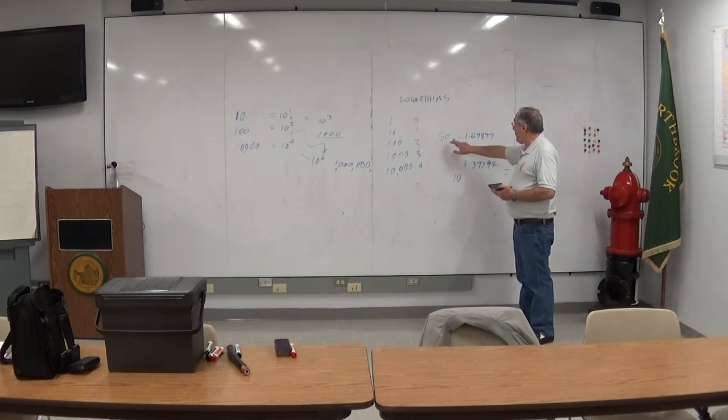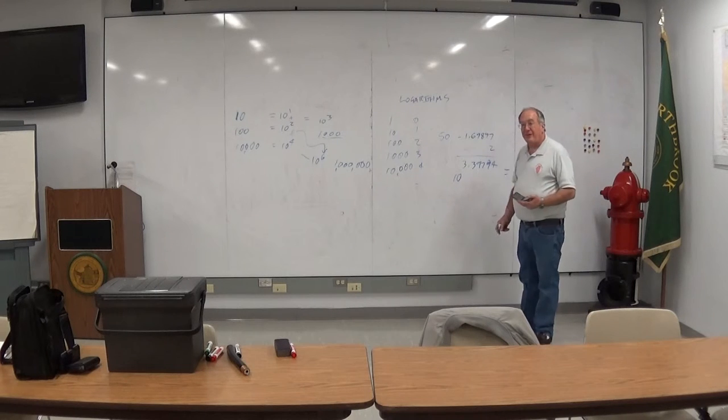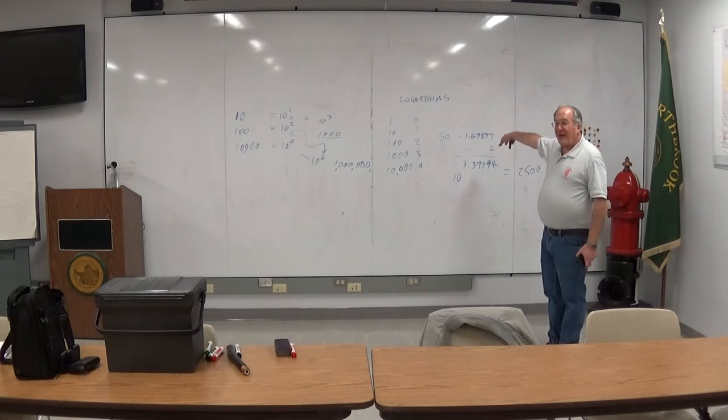Well, guess what? 50 squared. Oops, excuse me, I gotta try that again. Hit the wrong button. 50 squared, where's the square button here? There it is. It's 2,500. So when I multiply rather than add, it's like taking a power.